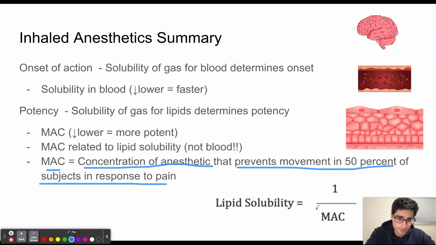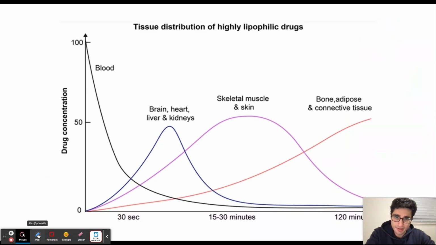Okay, so less MAC means that the drug is going to be more lipid soluble. As a result, it is going to be more potent, meaning that we would need less concentrations of the drug to anesthetize the patient.